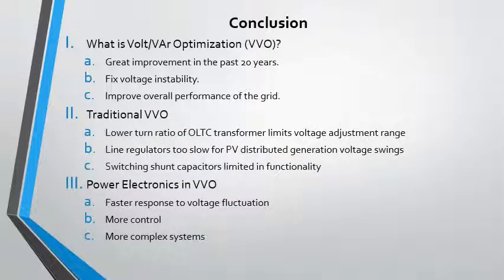To conclude, VVO has greatly improved over the past 20 years. It is a process to fix voltage instabilities and improve the overall performance of the grid. We saw that traditional devices involved in VVO have limited and slow performance, but more recent technologies in power electronics provide a much faster response and give more control. However, this also means that we now have more complex systems.